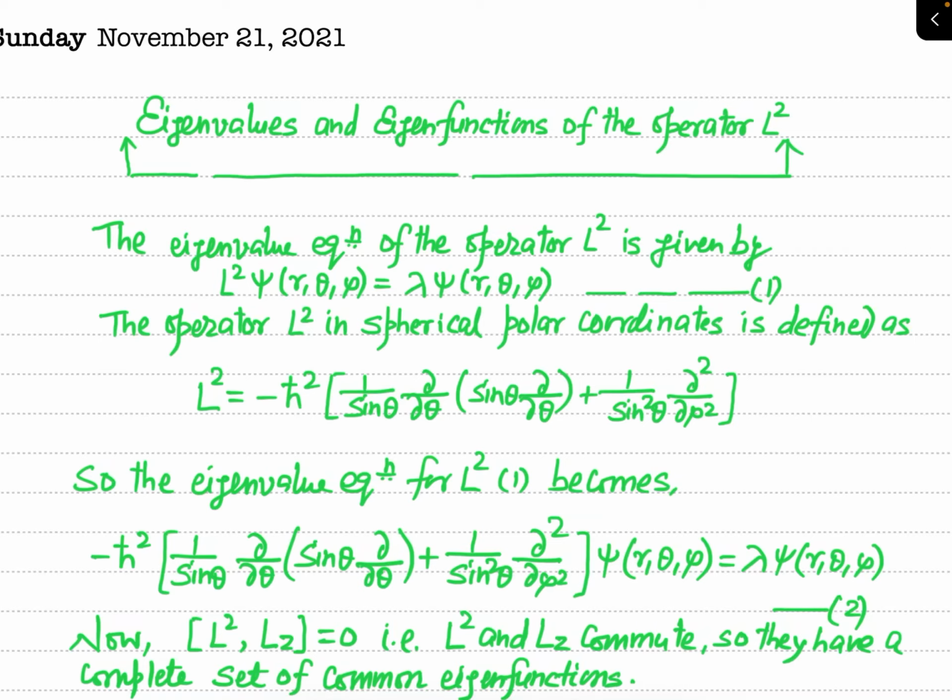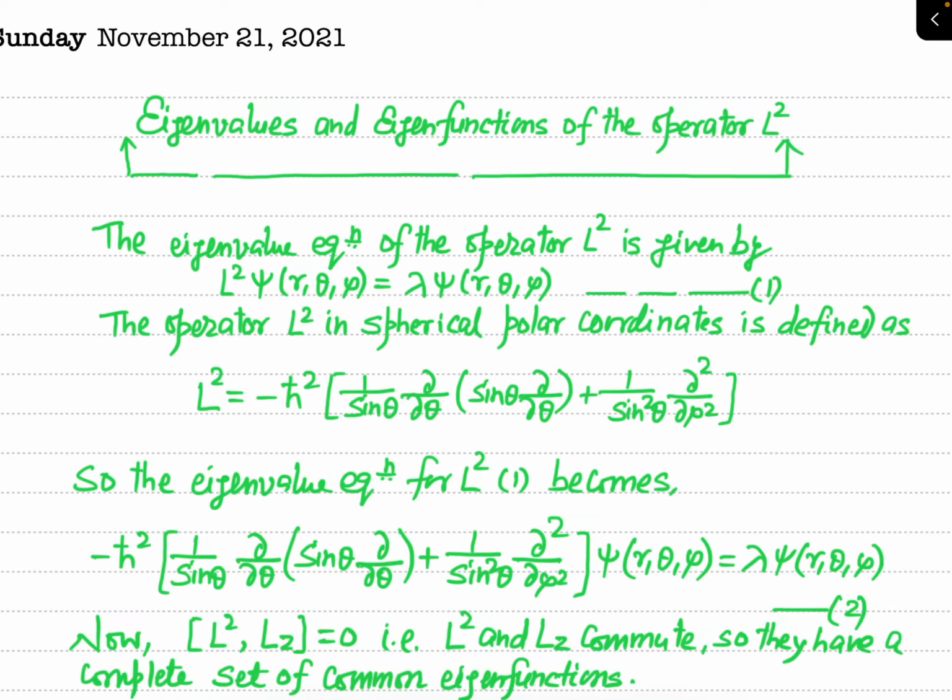In the previous lecture on angular momentum, you have seen the problem of eigenvalues and eigenfunctions of the operator Lz. Today we will find the eigenvalues and eigenfunctions of the operator L square. Actually, you know L square is also a very important angular momentum operator, and the eigenvalue problem of L square is most important in quantum mechanics and its applications.